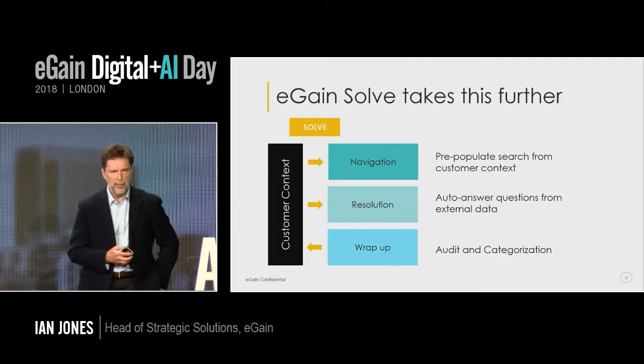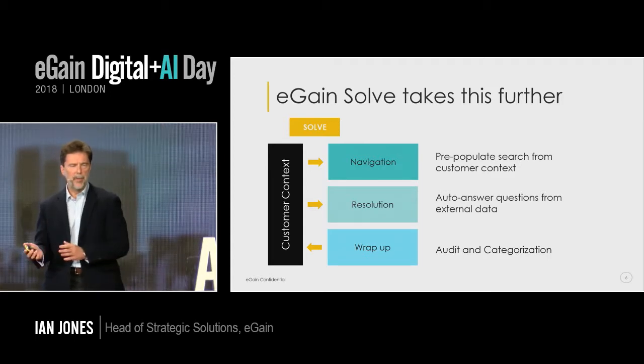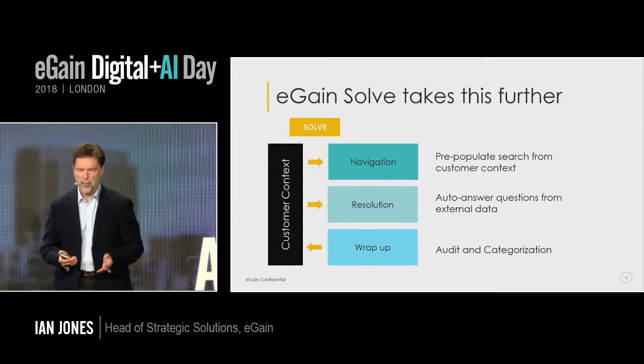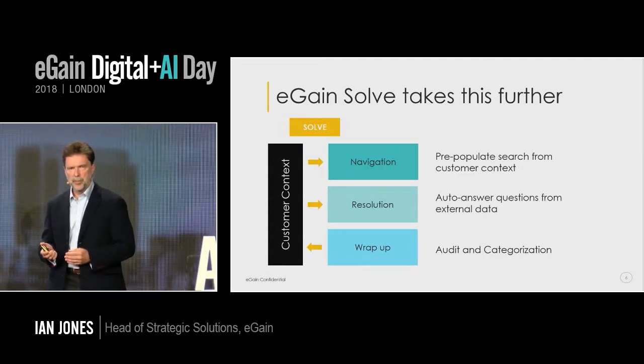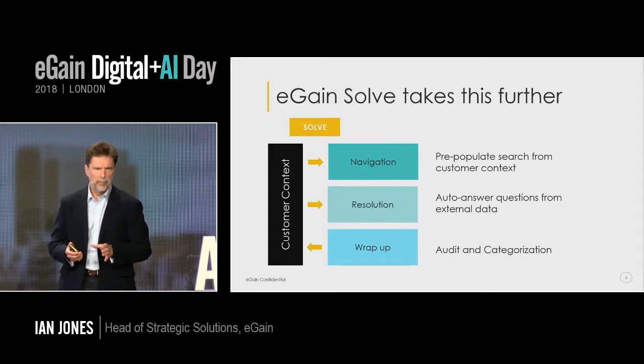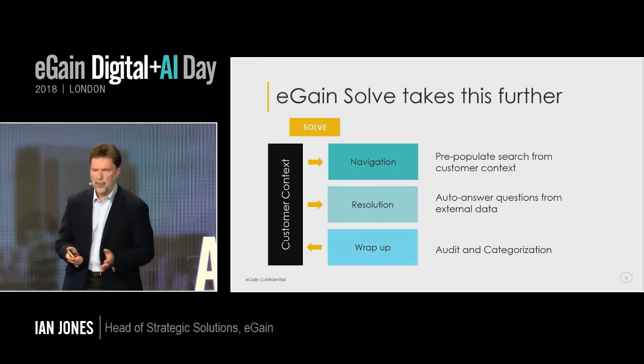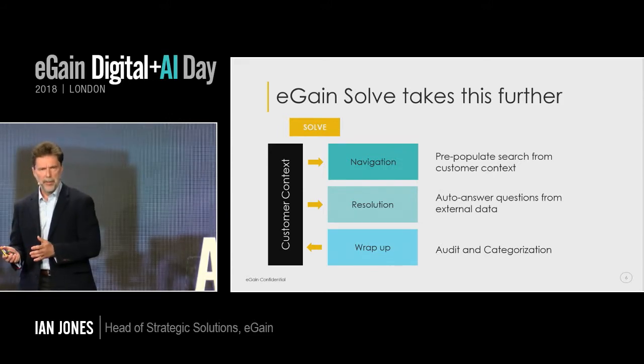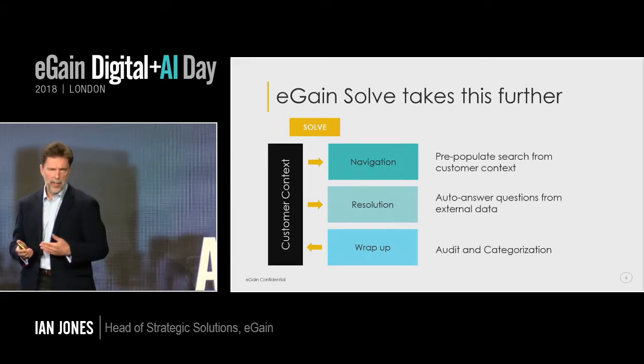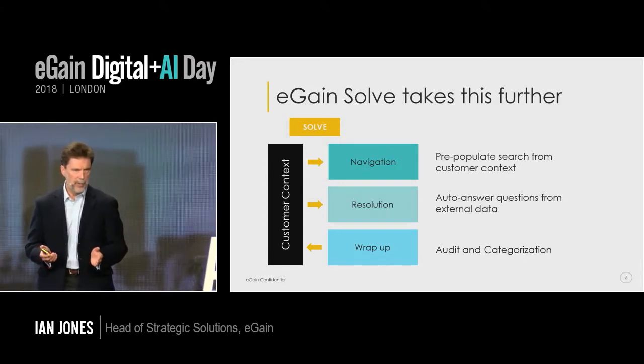Now, the current version of the product that's just come out takes that a bit further, because in the current version, eGain Solve, as well as being a multi-channel platform, we have the Solve button. And when you, as an agent, click the Solve button, we pre-populate the search with everything we know that's relevant to the customer interaction.